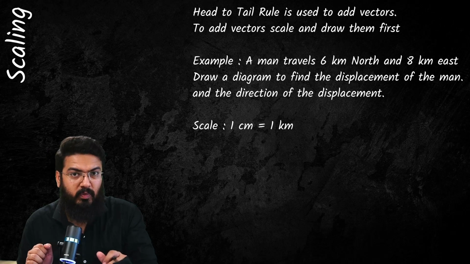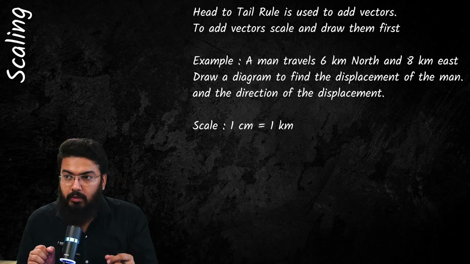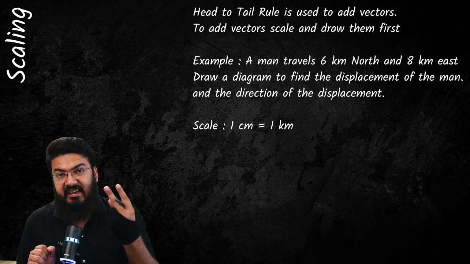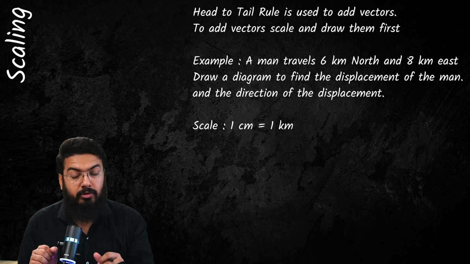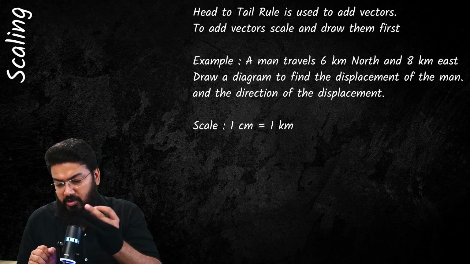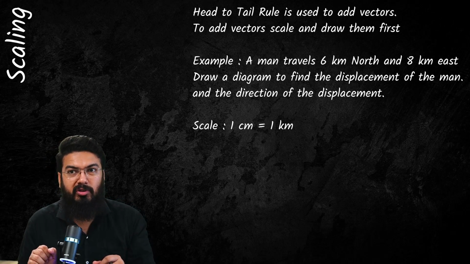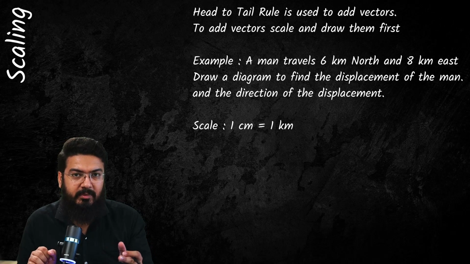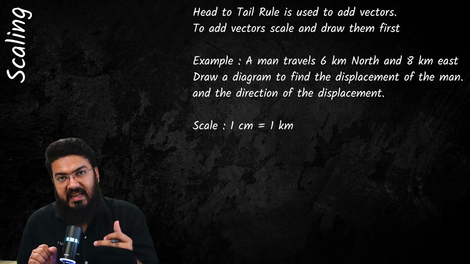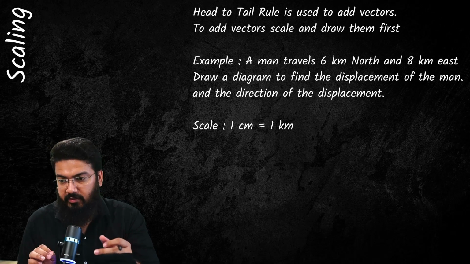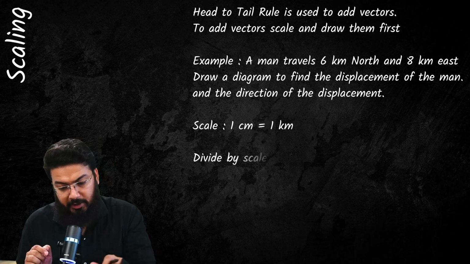Like we discussed, the sequence of adding vectors is: first, you scale the vector. Second, you determine the directions. Third, you use the head to tail rule. Because your displacement is 6 kilometers and 8 kilometers, you can easily use the scale 1 centimeter is 1 kilometer. Why? Because it gives you 8 centimeters and 6 centimeters as lengths of the arrows, which are between the 4 to 10 limit that I mentioned in the previous video.